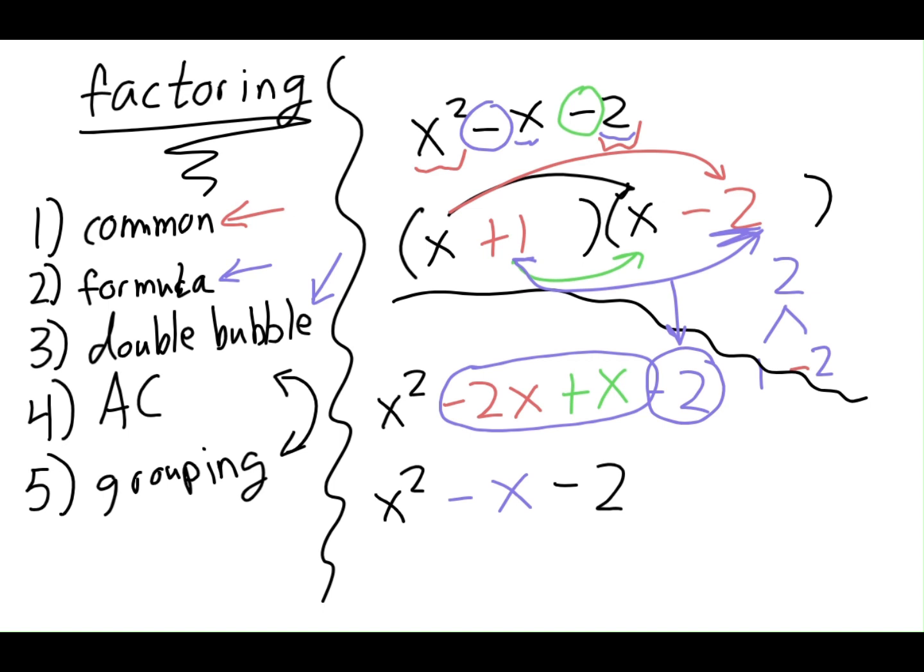2. Also, why did we look for the numbers that add to give you a negative 1? That's because of this middle term here. We add the negative 2 plus the 1, and that's what gives us, in the end, this negative 1. So that gives you a little bit of why we do the double bubble the way we do. All right, let's take a look at another example.